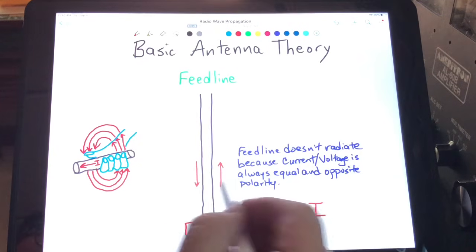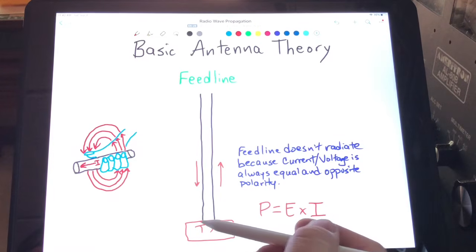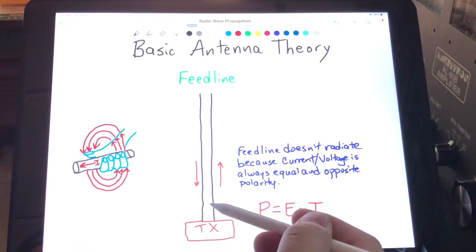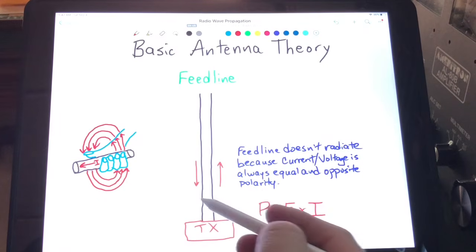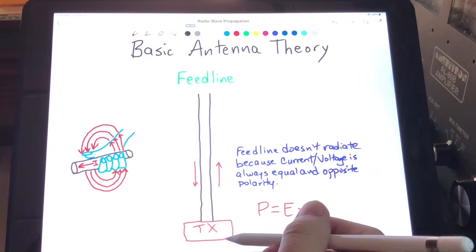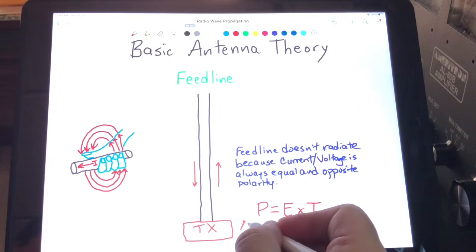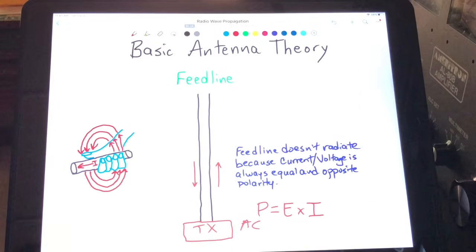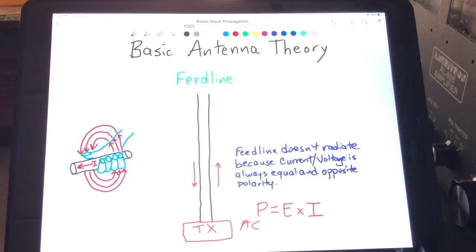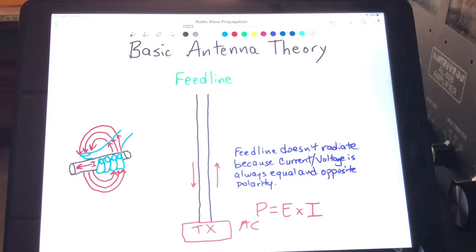Now, why does our feed line not act as an antenna? Why is it that when we connect that feed line to our radio and it starts transmitting, the feed line does not radiate the power? It's because the radio is producing alternating current, AC, okay? Not to be confused with the alternating current coming out of your wall sockets in your home, although that is alternating current, but that is a lower frequency depending upon which part of the world you're in. It could be 50 hertz, 50 cycles per second, or it could be 60 hertz.